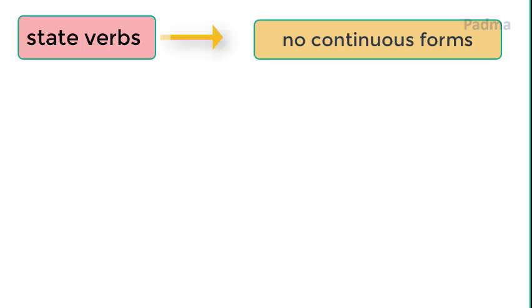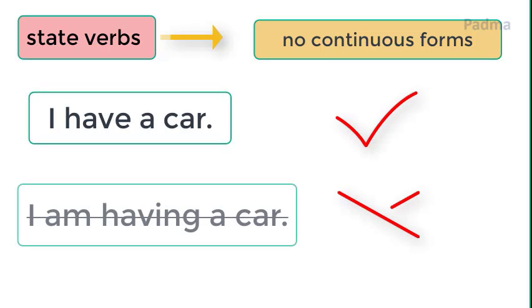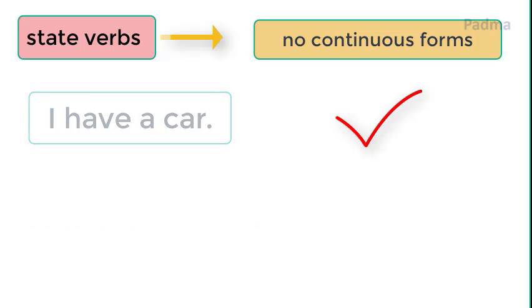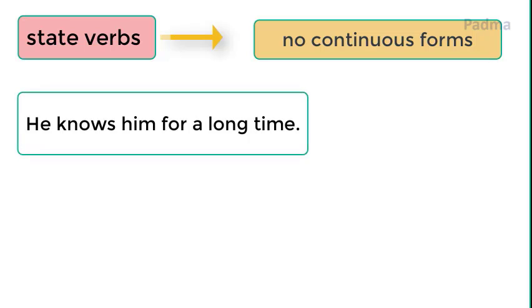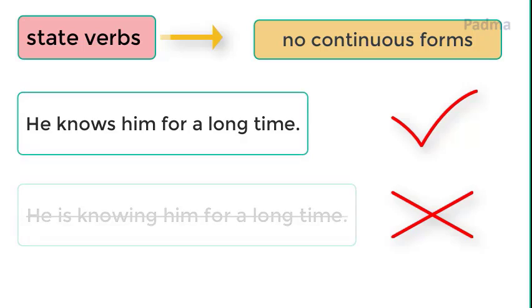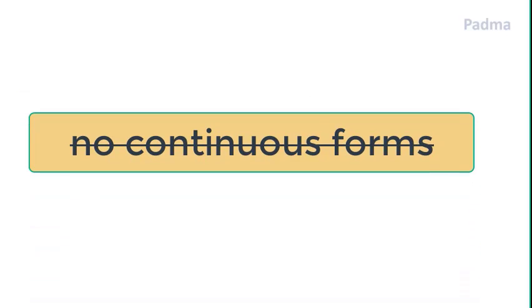State verbs do not take continuous forms. Let's look at this example. I have a car, but we should not say I'm having a car. Let's have another example. He knows him for a long time. We can't say he is knowing him for a long time. We do not use continuous tense for the state verbs.